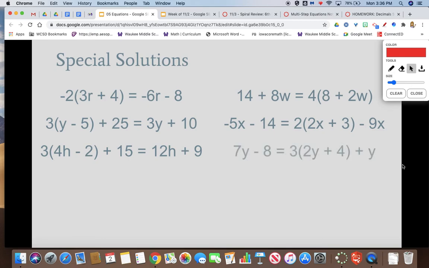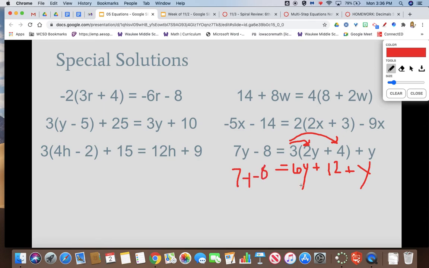Try this last one on your own. Press pause and press play when you're ready to hear me walk through the answer. Hopefully you started by using distributive property with your 3 that was on the outside of the parentheses. 3 times 2y is 6y, and 3 times 4 is 12. Then you had a positive y on the outside of the parentheses. Oops, that's kind of lagging there, sorry. There we go. Set equal to 7y minus 8.